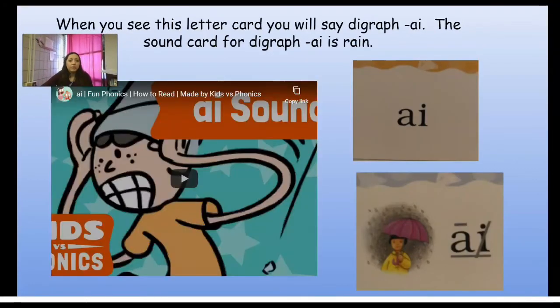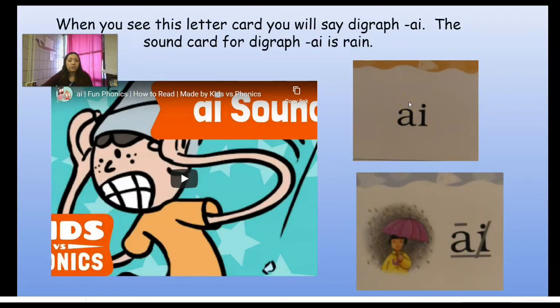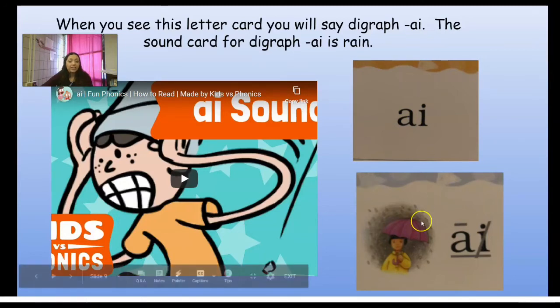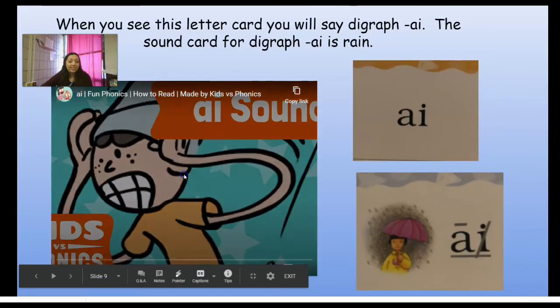All right, so when you see this letter card, you will say digraph AI. Okay, so it's digraph AI. The sound card for digraph AI is rain, because listen, it says rain. That AI is in the middle. Okay, so we're going to watch just a really quick little video about that digraph AI.